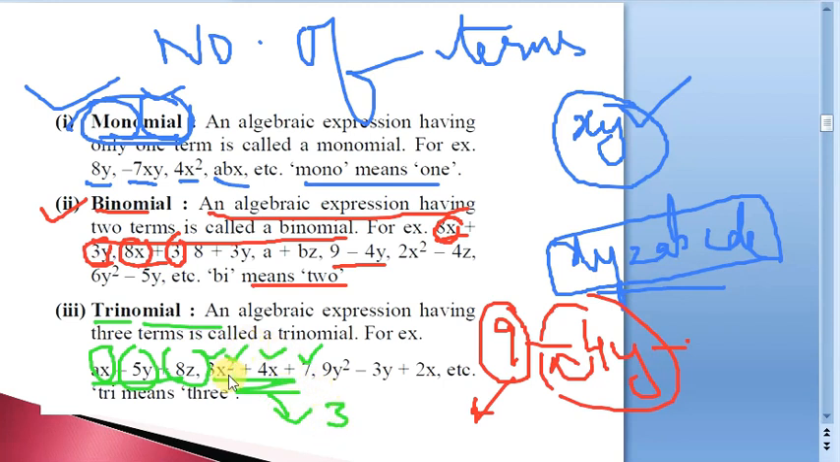Always just learn how to count the number of terms. Depending upon the number of terms, we can name them monomial, binomial, trinomial and so on. Now we shall see the last part.